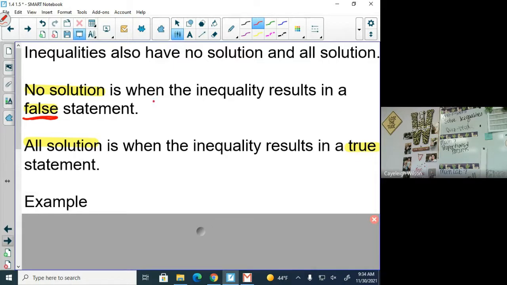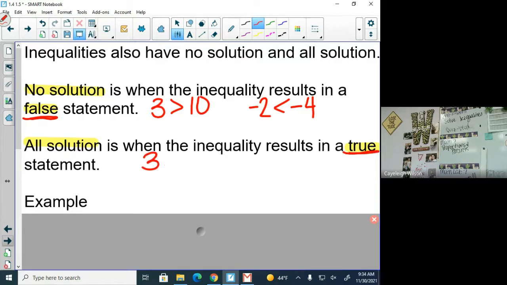So like I was saying, 3 is greater than 10. That is not true. 3 is not greater than 10. Or negative 2 is less than negative 4. Not true. Well, then it'll be wrong. So you've always got to make sure that you're double checking because you got to calculate. But it's all solution when it's true.